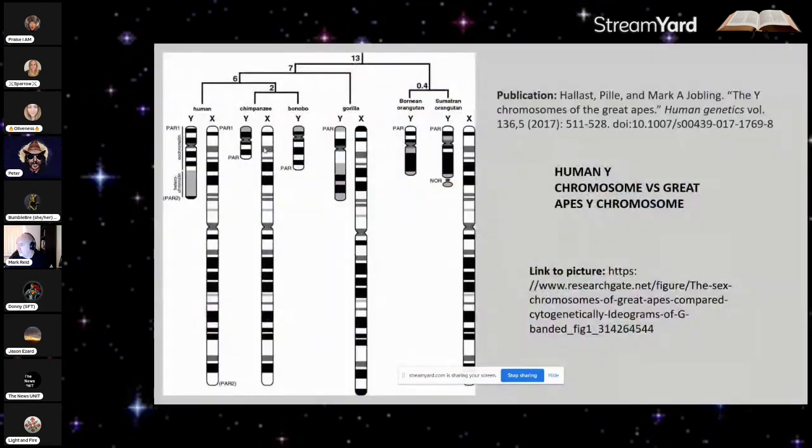You know, a visual is always helpful because it doesn't take a genius to see that your gorilla Y and your human Y, just as they admit in the paper, are far more similar to each other than the human is to the chimpanzee.